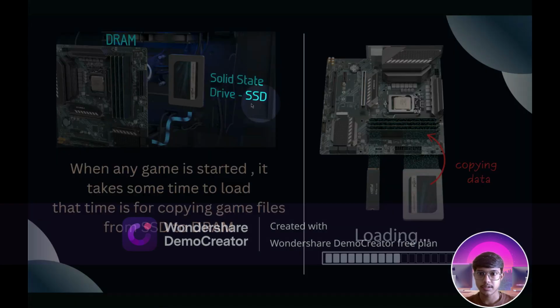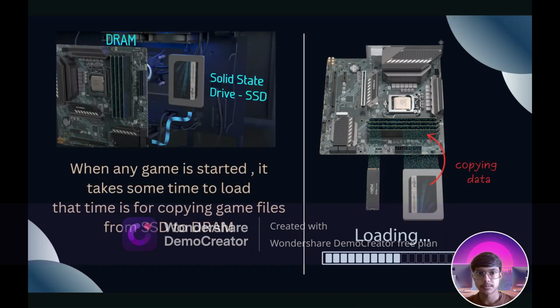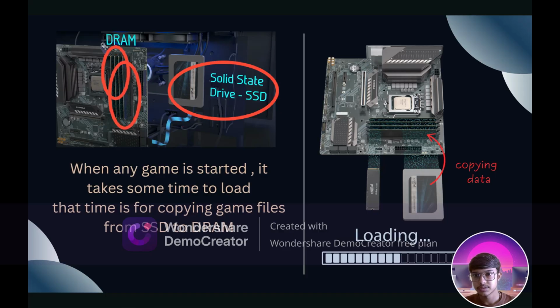So now these are the solid state drive SSDs and these are the DRAMs. Now actually what happens when we load any games, at that time all the data from the solid state drive is copied to temporary memory. When any game is started, it takes some time to load. That time is for copying the files from the SSD. Here you can see data is being copied from here.